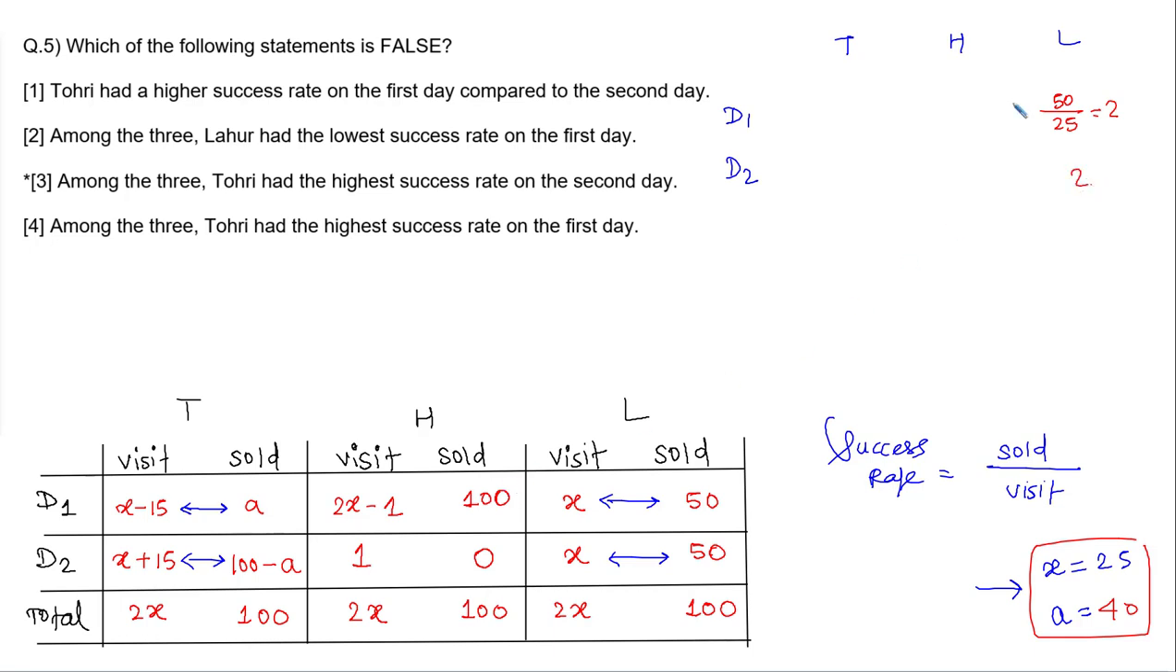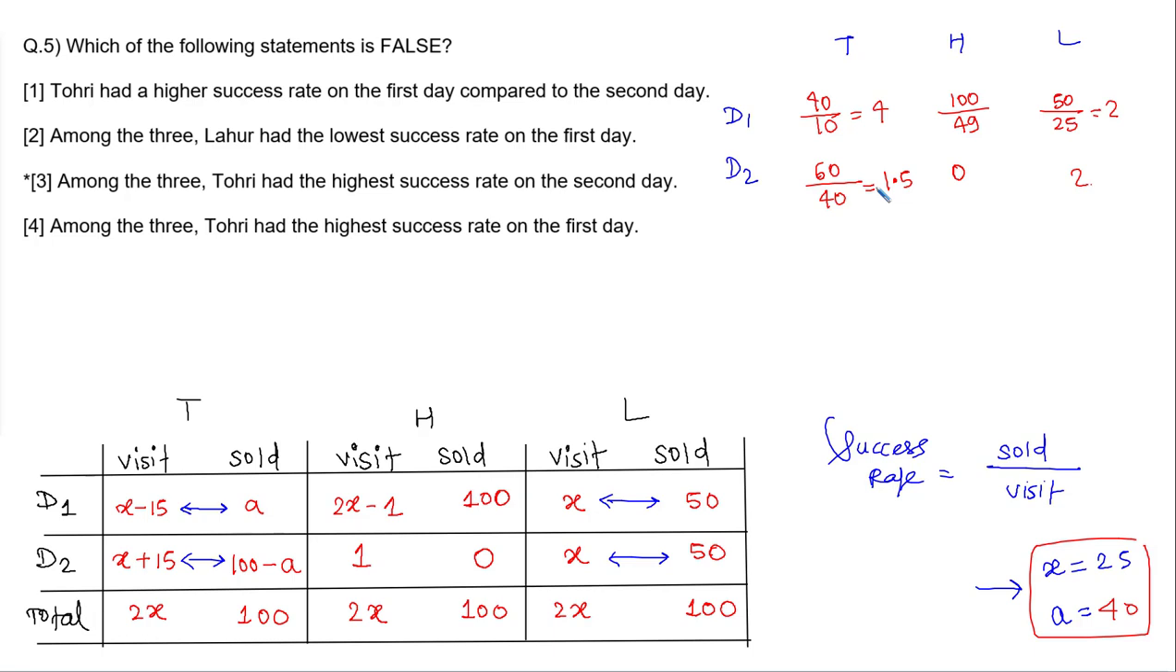After that, let's find the success rate of H. Over here it is day 2 is 0, day 1 is 100 divided by 2 times x minus 1. That is equal to how much? 50 minus 1, 49. Let's find the success rate of T. The value of A is 40 divided by x minus 15, 10. That is 4. And over here, the success rate is going to be how much? 100 minus A. That is 60 divided by x plus 15. That is 40. That is equal to 1.5.